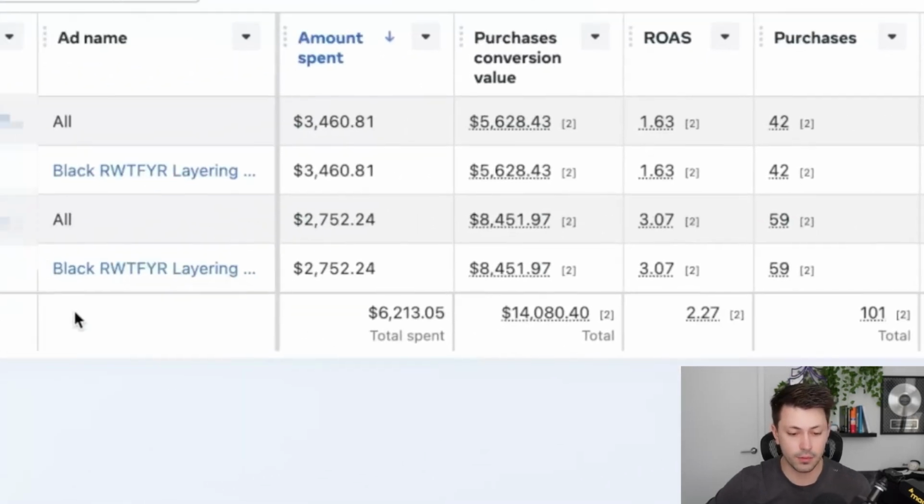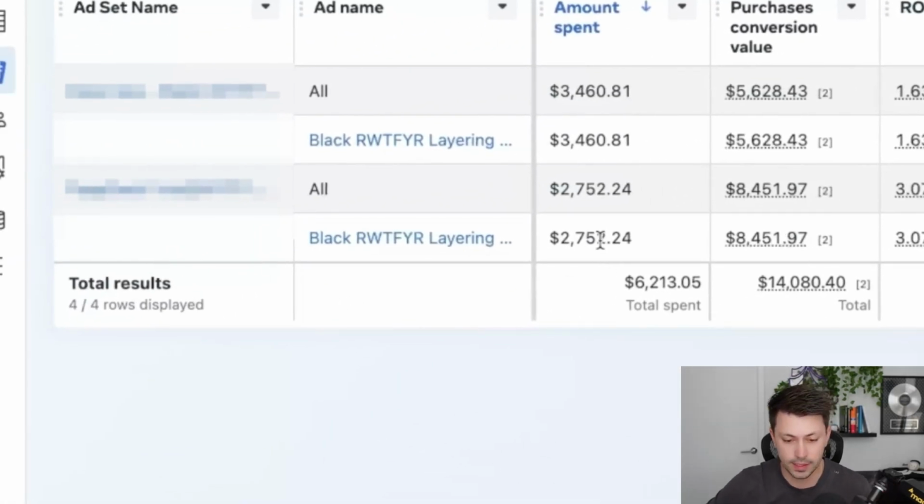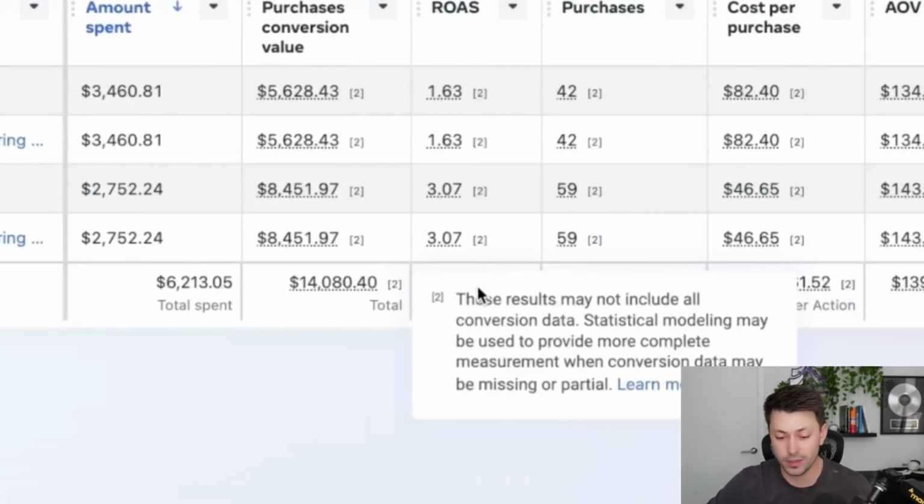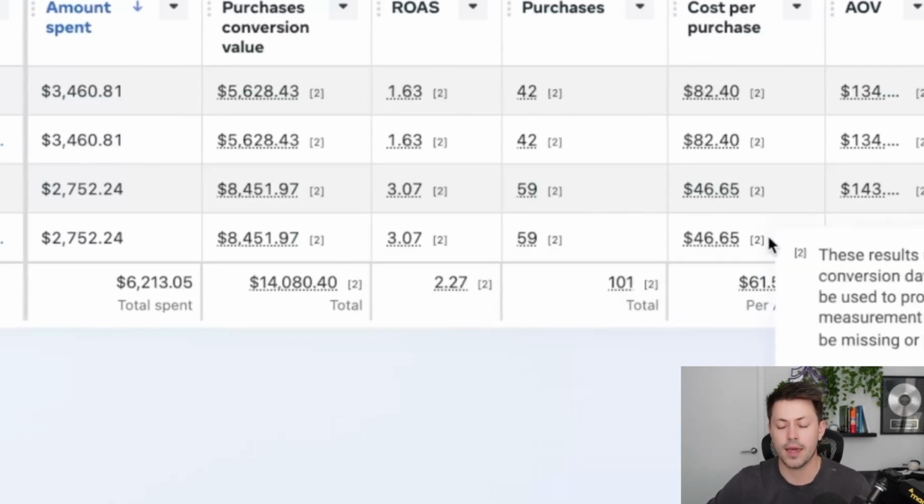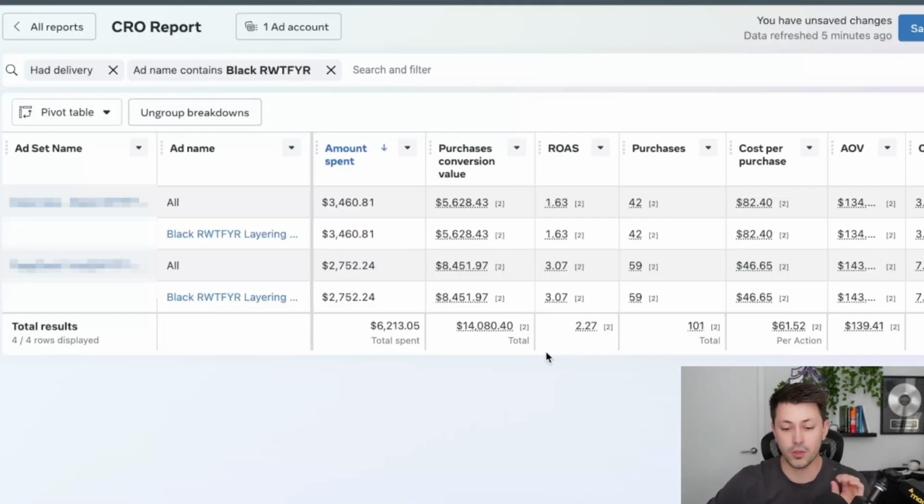And then underneath, we're looking at an ad that spent around $2,700 at a 3.07x return on ad spend and a $46 CPA. And the craziest part about this report right here over the last 7 days is that these ads are actually the exact same ads. We did not touch the ads at all. We also didn't do anything with the audiences. The audiences are just fully broad audiences.